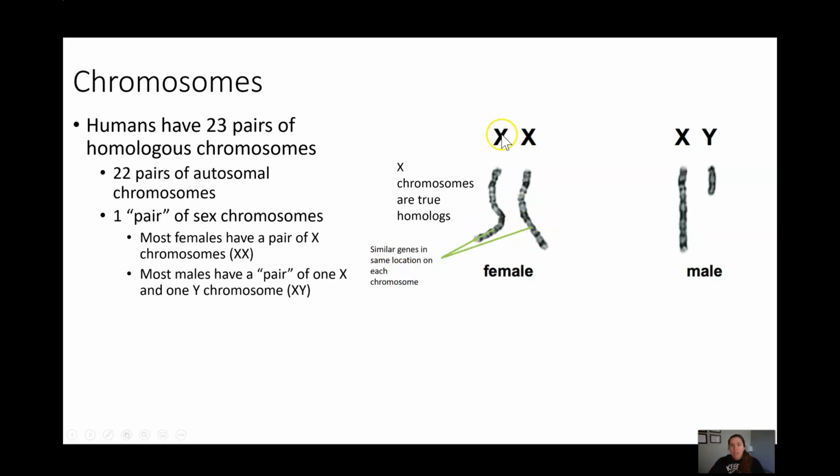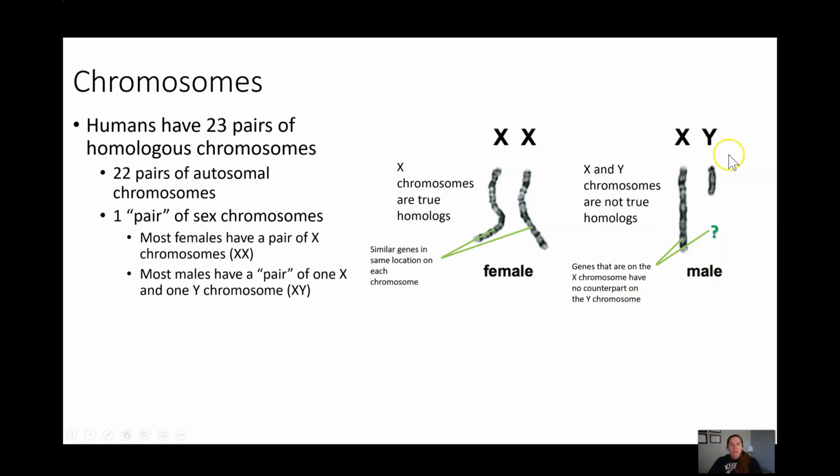So again, the mom gives us an X and the dad also gives us an X, and that would lead to a female offspring. On the other hand, mom will always give us an X, but dad might give that offspring a Y chromosome. And X and Y chromosomes are not true homologs, because as you can see, the X chromosome is much bigger than the Y chromosome. And therefore, genes that are on the X chromosome have no counterpart. It's missing, right? There's nothing there on the Y chromosome.